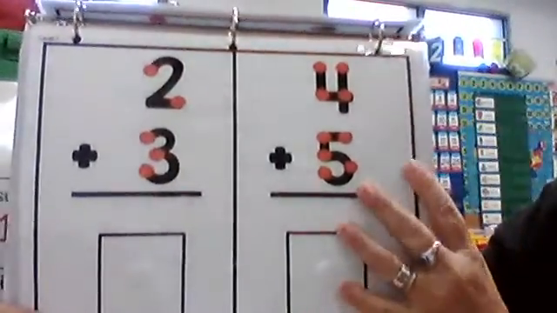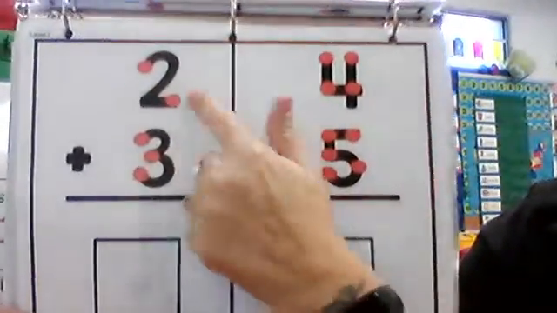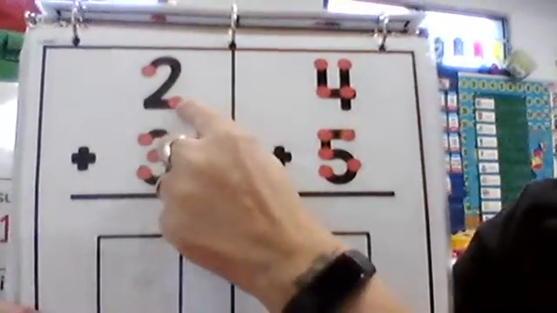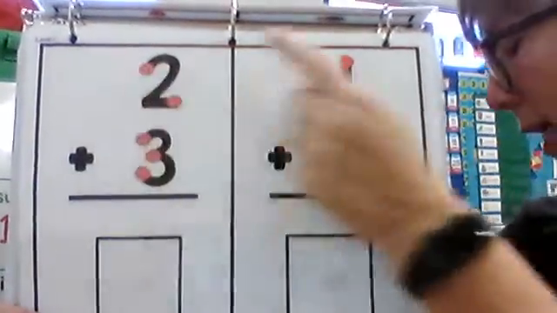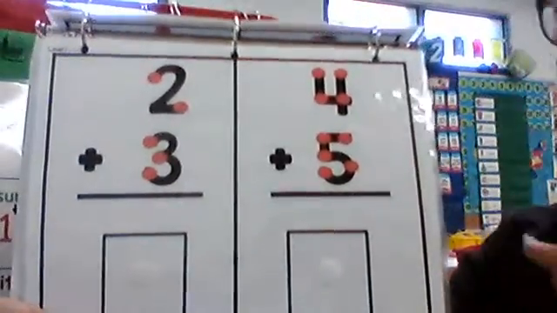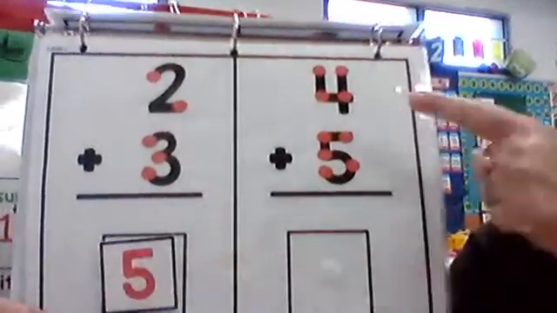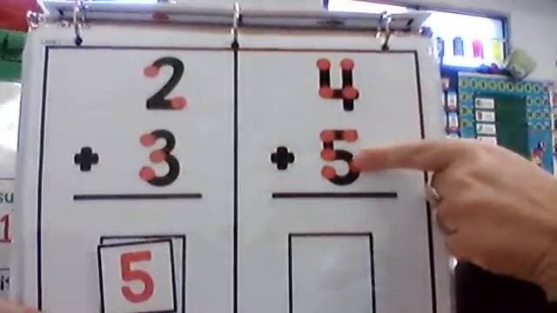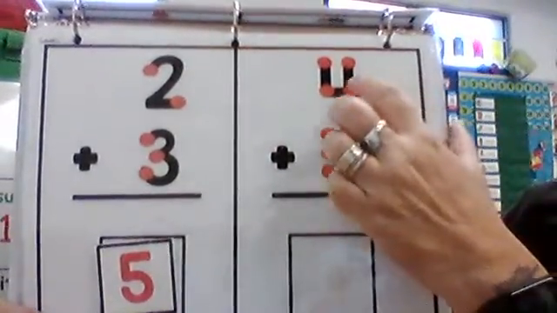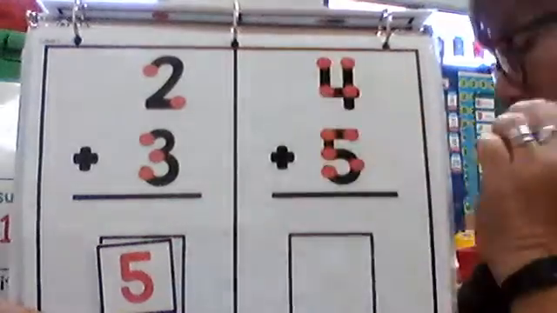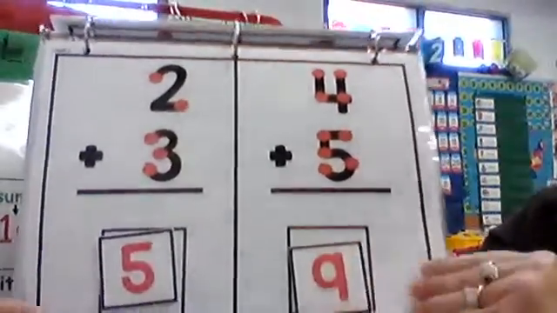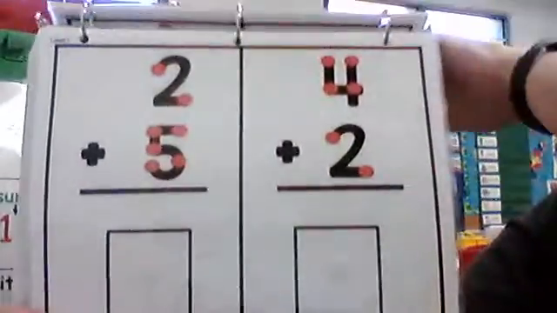Oh, here we go. Bigger number. Which one's bigger, 3 or 2? 3 is the bigger number. I start on top of 3. I say 3, 4, 5. 5 is my answer. What's bigger, 5 or 4? 5 is. Let's start on top of 5. 5, 6, 7, 8, 9. 9 is our answer. Oh, my answer's hidden back here.